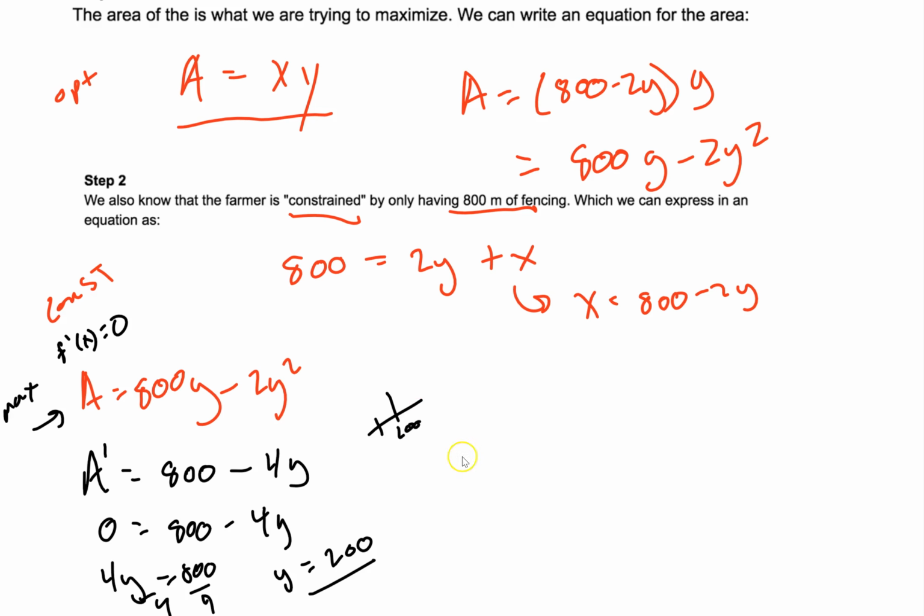So the easiest thing to do here is a second derivative. Second derivative test. Here's my first derivative. If I take a derivative again, that goes away, I just get negative 4. That's a negative, which means it's a max. So this is a max, you proved it's a max.